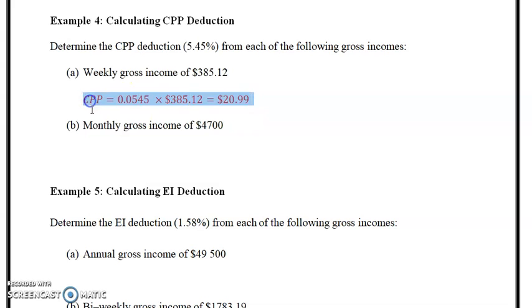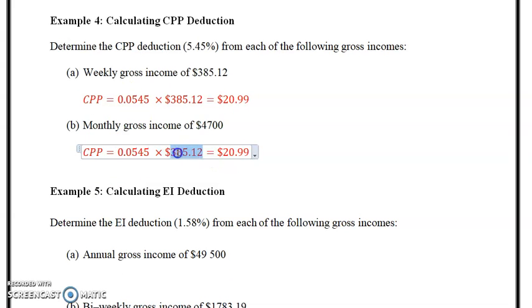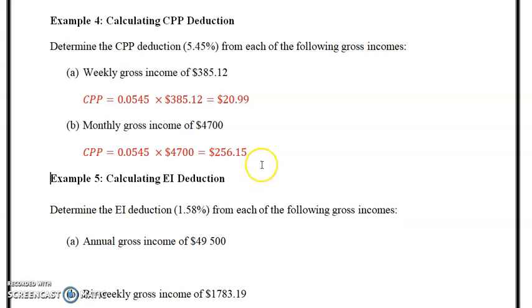I'll copy the same equation. We'll do the next one the same way. This one is a monthly gross income of $4,700. So we multiply that 4,700 by decimal 0.0545. And we get $256.15. So that is how you calculate CPP deductions.